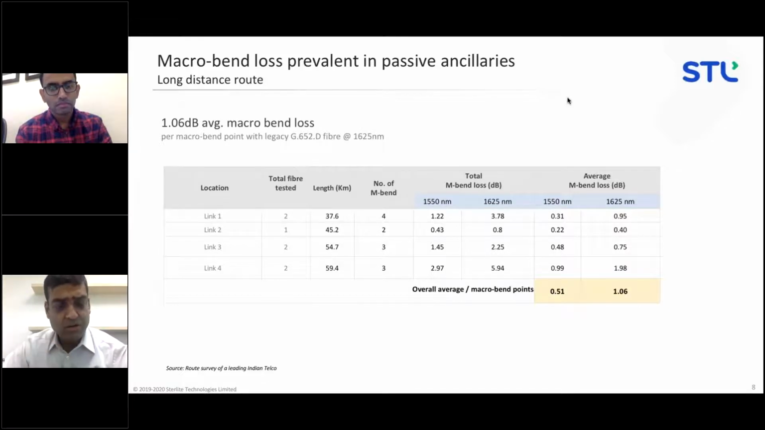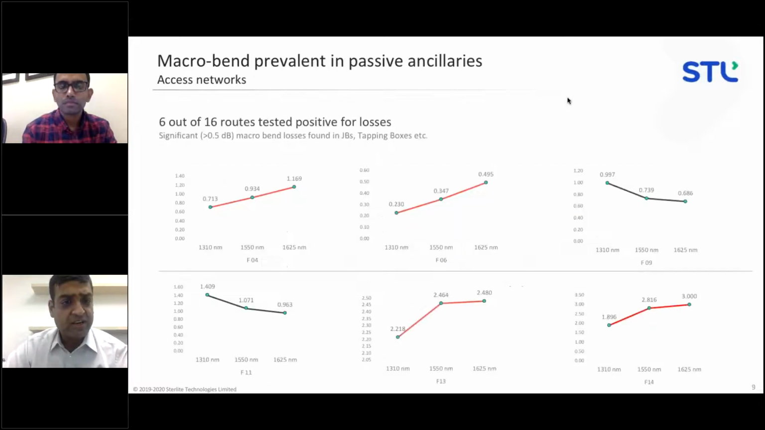And this is just more data substantiating it, saying that we have multiple sources of these bend losses. Typically, when we're putting in junction boxes, tapping, fiber cuts is another big source of these. Just field studies that we have done in long distance access networks show that this is actually a very, very significant problem, especially in a geography like India.